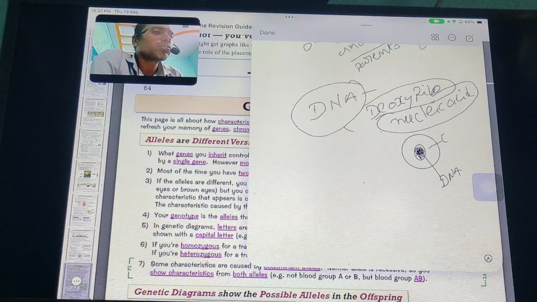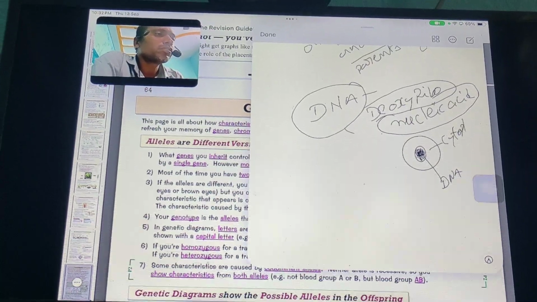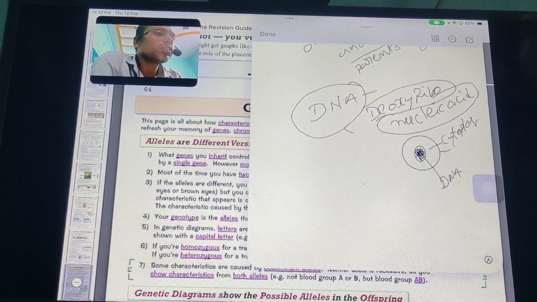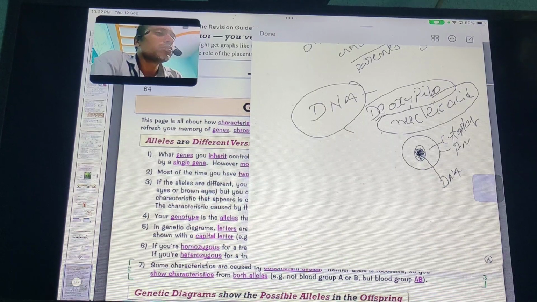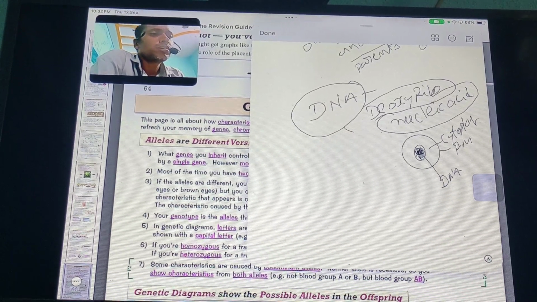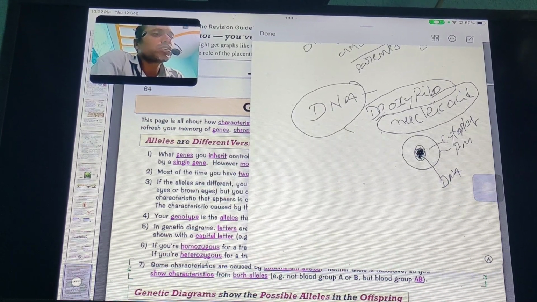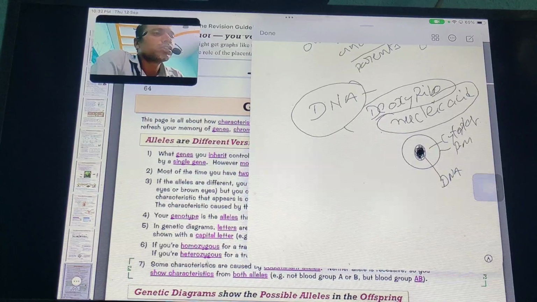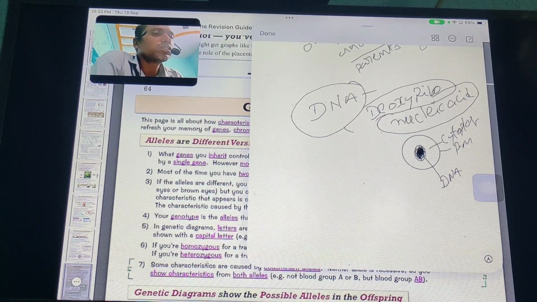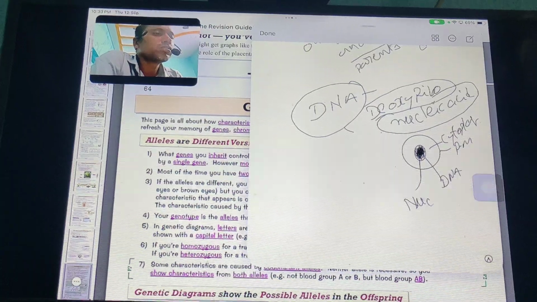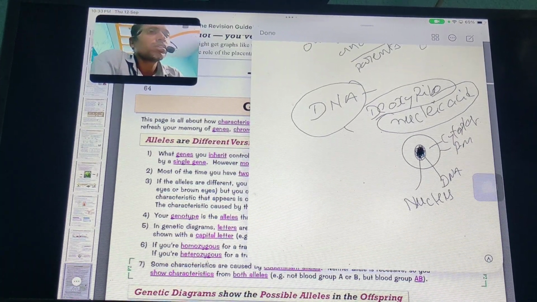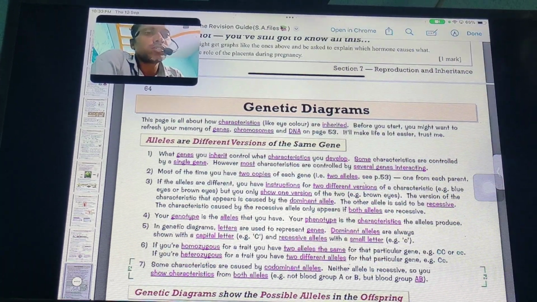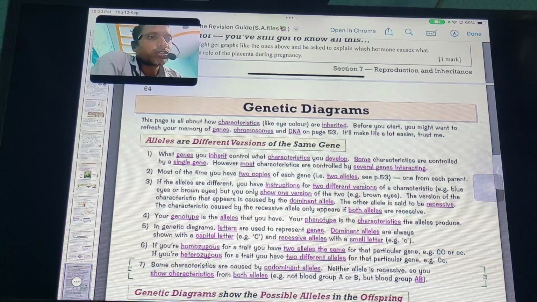This is the cytoplasm. This is the cell plasma membrane. The genes are located at the center of the cell, which we call the nucleus. This is the nucleus. This page is about the concept of inheritance.